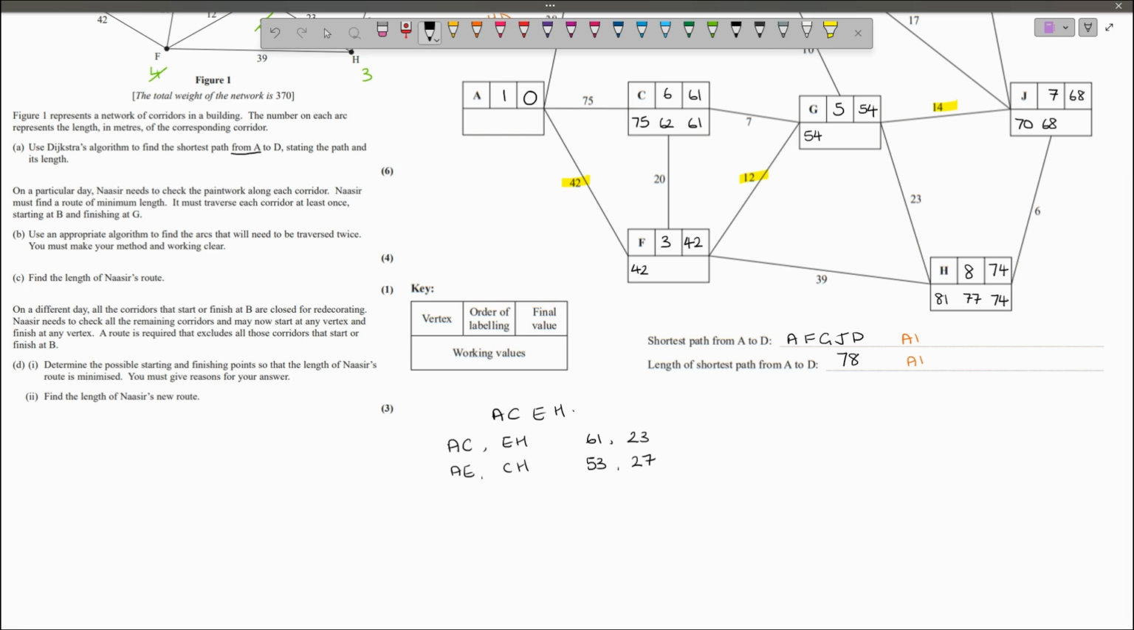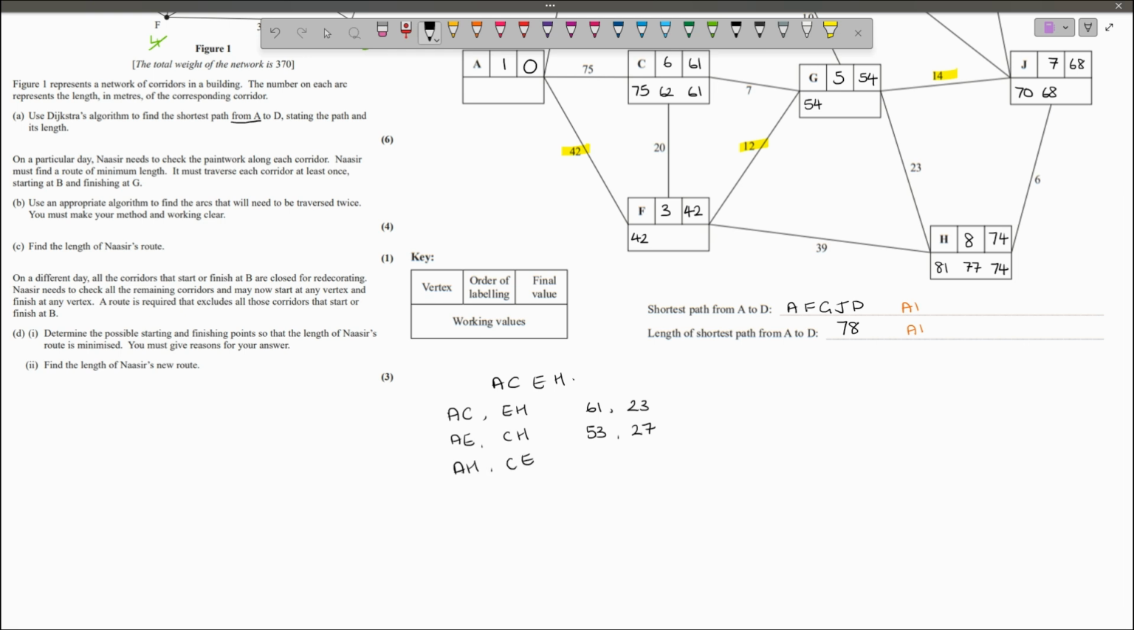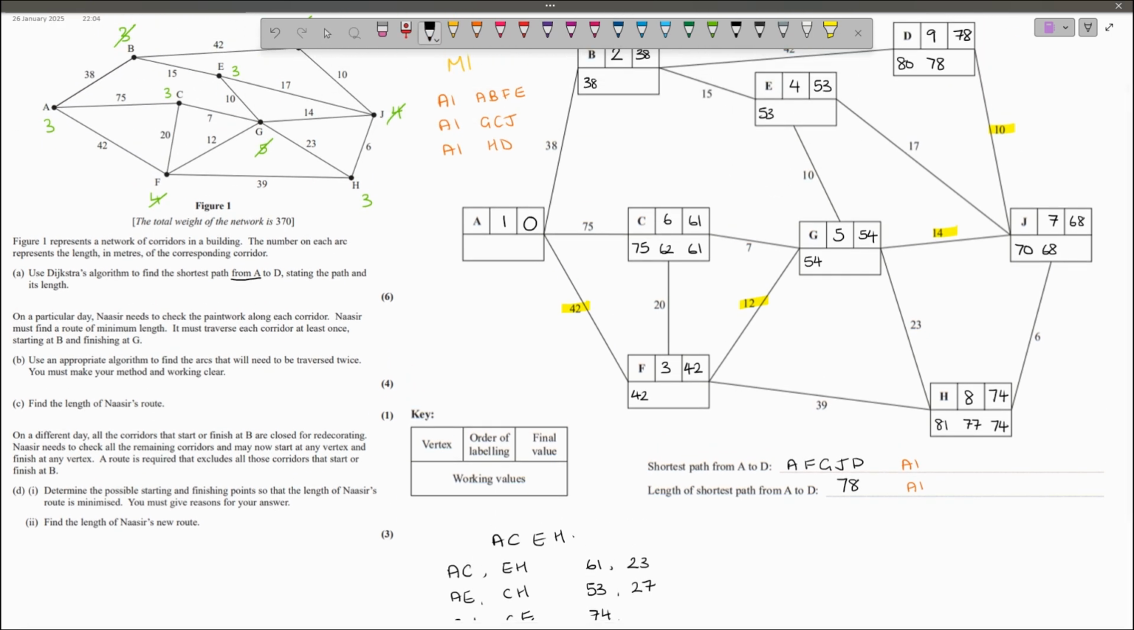And finally, we need to consider the length of a route AH and CE. And A to H has a distance of 74. So I already think this isn't going to be a good solution because we've not got much room for error before the previous solution beats it. And then CE, we can really clearly see that C to E has distance of 17 in total.